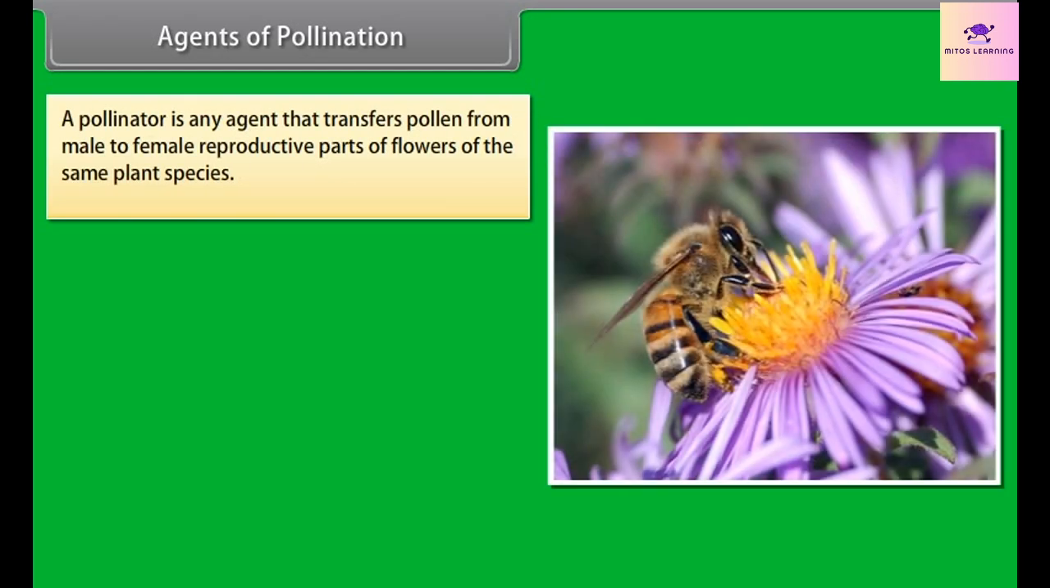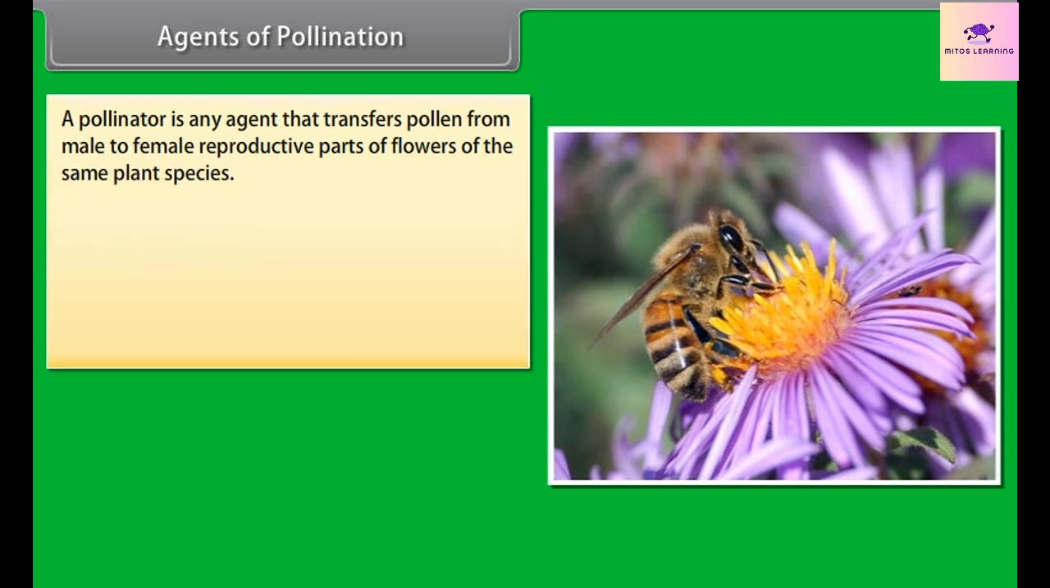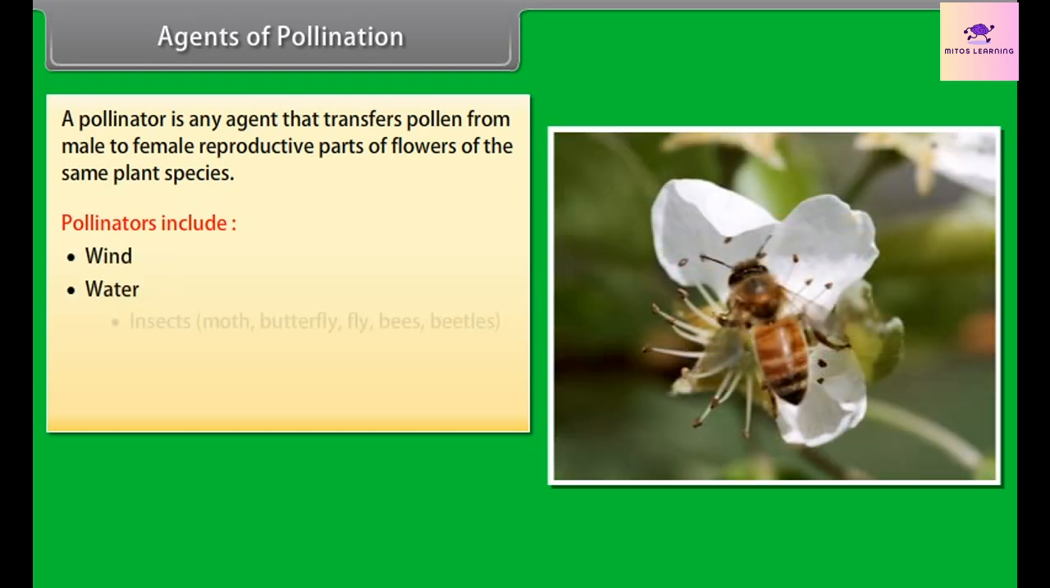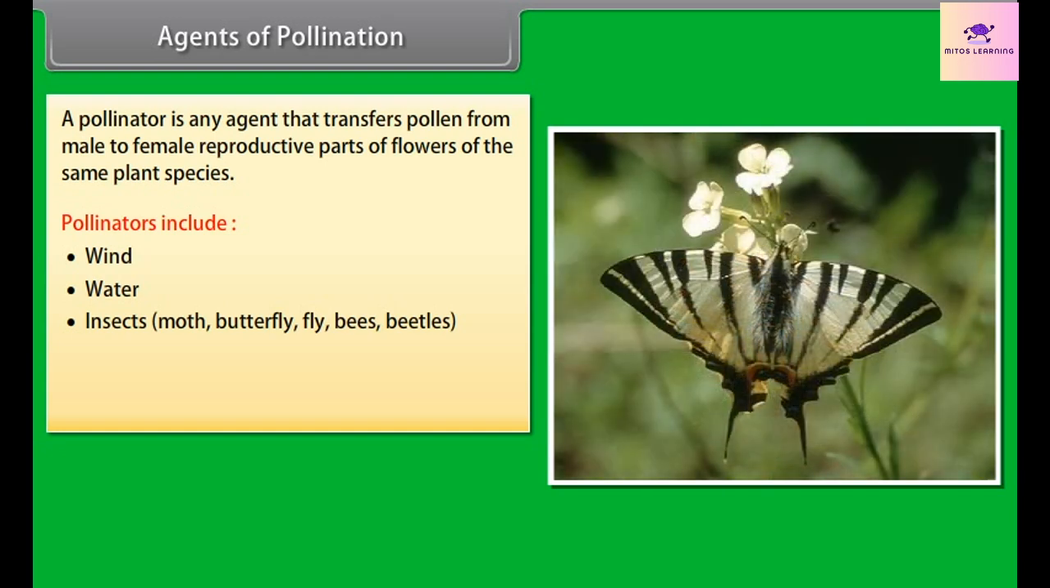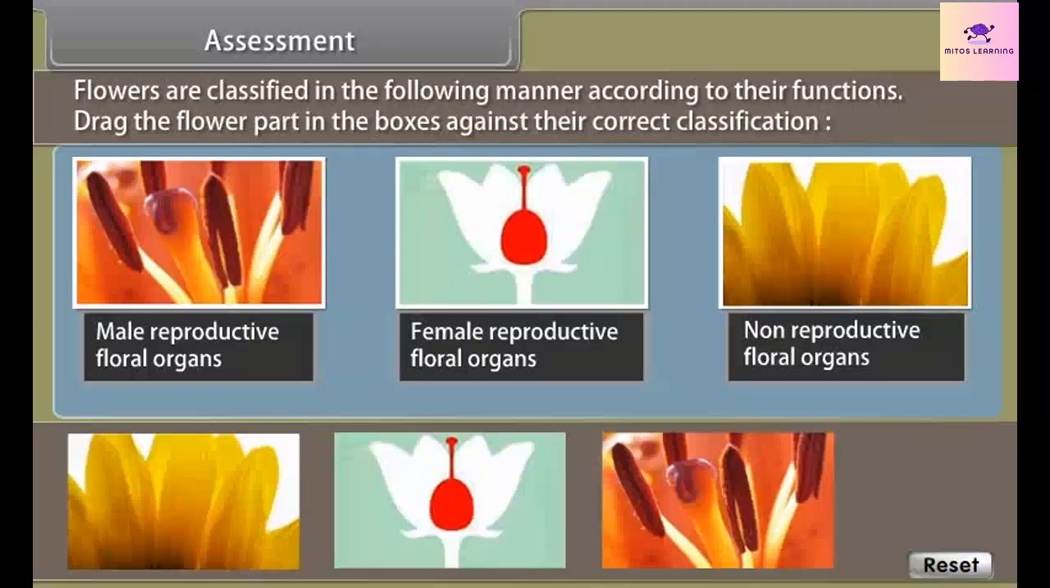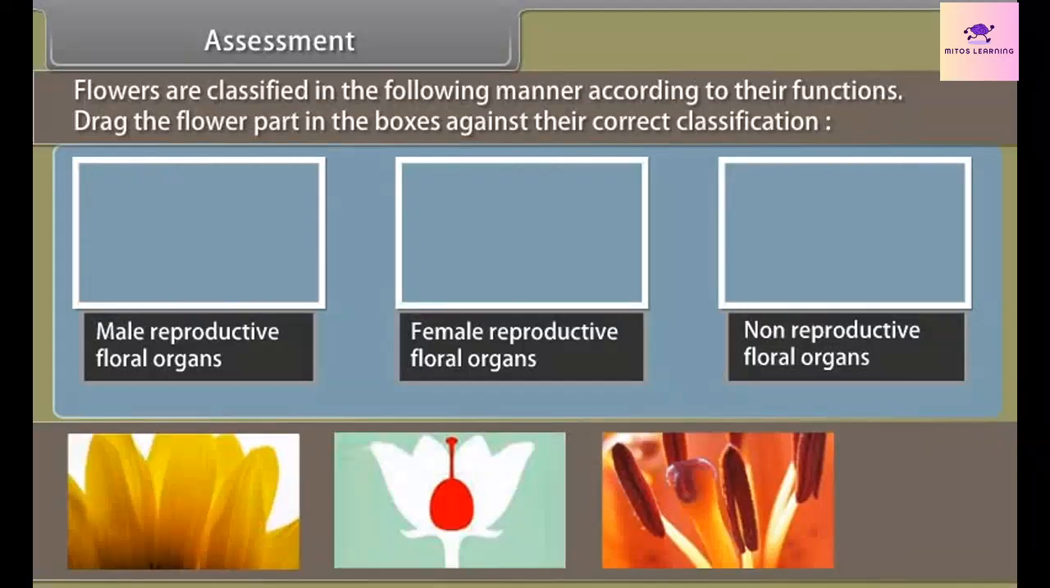Agents of pollination. A pollinator is any agent that transfers pollen from male to female reproductive parts of flowers of the same plant species. Pollinators include wind, water, insects like moth, butterfly, fly, bees, beetles, bats, birds, and other animals. The picture represents co-evolution of hummingbird's long narrow beak with long, narrow floral tubes to aid in pollination. Before proceeding further, let us know how much you have learnt.